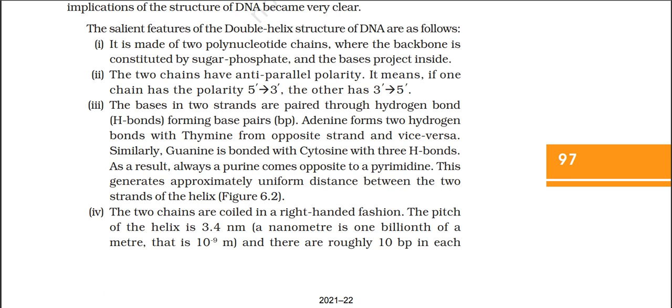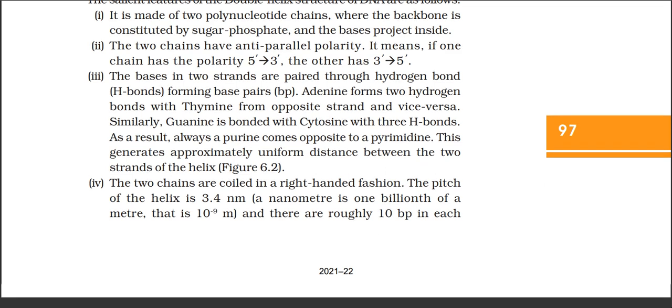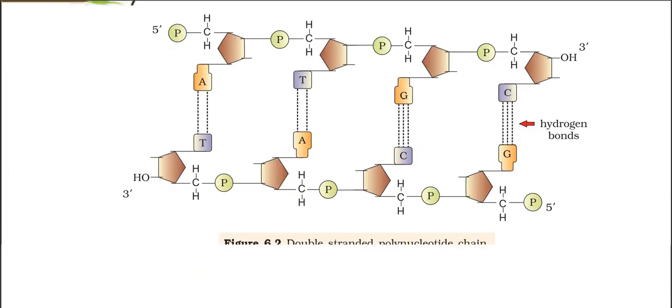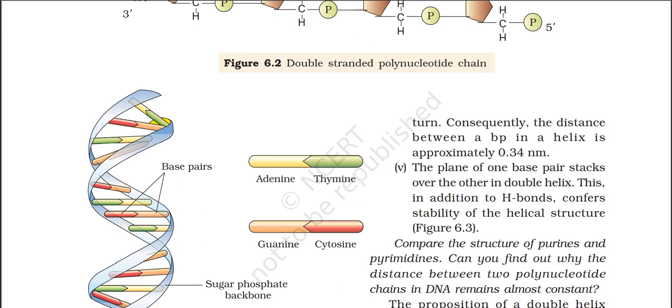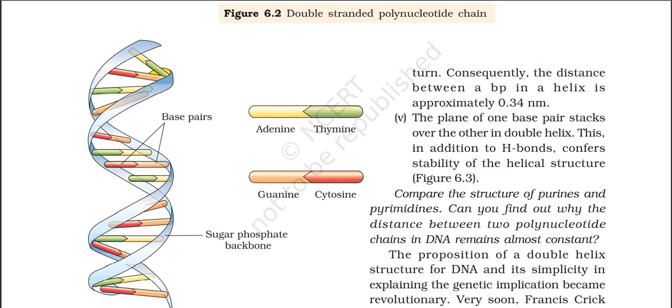4. The 2 chains are coiled in a right-handed fashion. The pitch of the helix is 3.4 nanometers. A nanometer is 1 billionth of a meter, that is 10 to the power minus 9 meters, and there are roughly 10 BP in each turn. Consequently, the distance between a BP in a helix is approximately 0.34 nanometer. The plane of one base pair stacks over the other in double helix. This, in addition to H bonds, confers stability to the helical structure, figure 6.3.